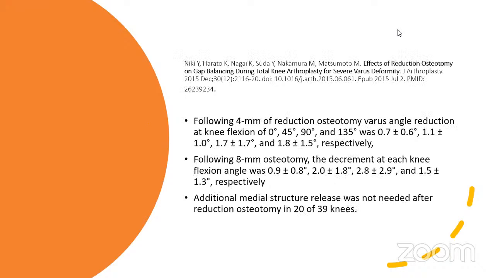Nikki Y et al., in their study on effects of reduction osteotomy on gap balancing during total knee arthroplasty for severe varus deformity, published in 2015, were able to achieve about 1 degree of correction for every 4 mm of reduction osteotomy, and up to 2 degrees on 8 mm of osteotomy. They did not need any additional soft tissue release. For 20 of the knees, only reduction osteotomy was enough. They could preserve the superficial MCL and the pes insertion.